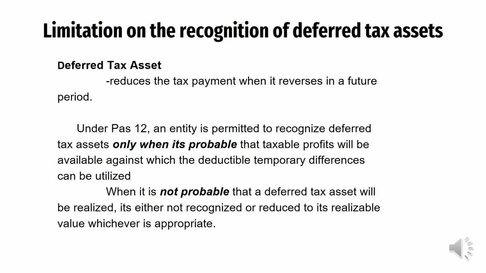Under PAS 12, an entity is permitted to recognize deferred tax assets only when it's probable that taxable profits will be available against which the deductible temporary differences can be utilized. When it is not probable that a deferred tax asset will be realized, it's either not recognized or reduced to its realizable value, whichever is appropriate.